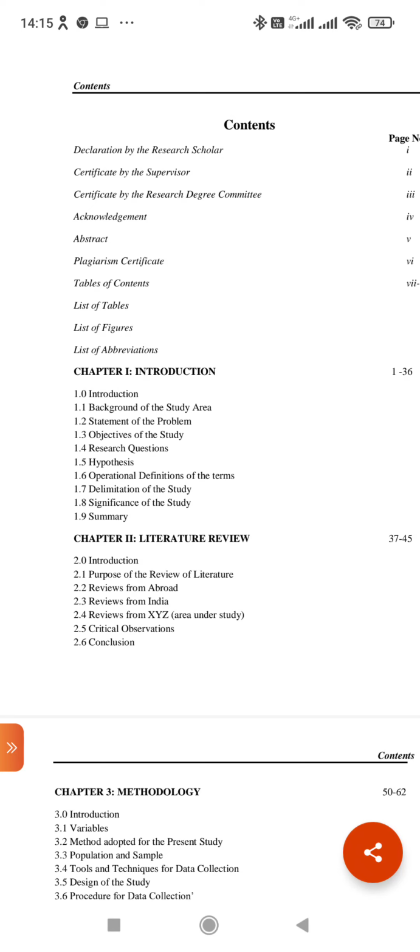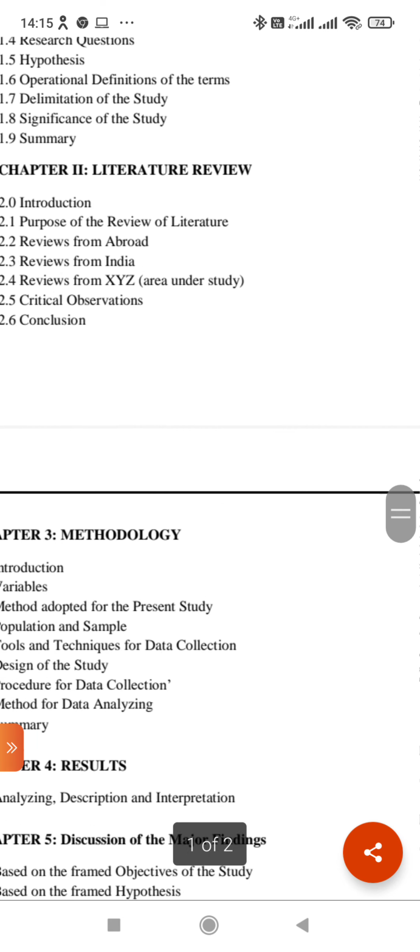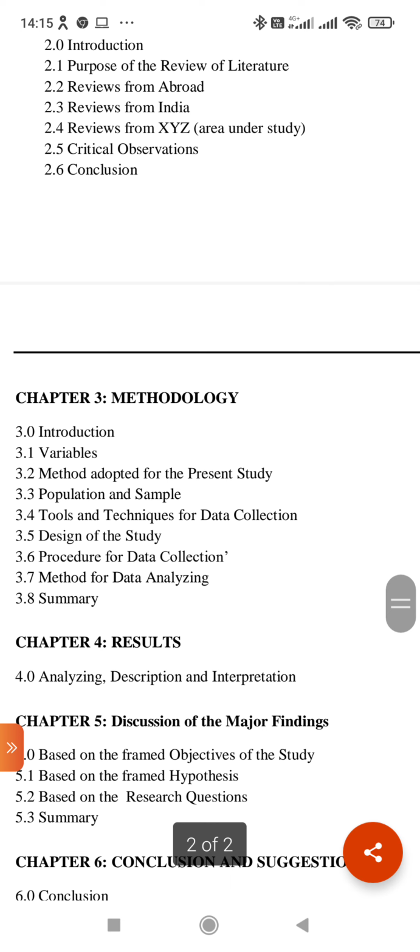Hi, so in my previous video I discussed the tables of contents, which is very much useful for your research work. There I touched the first and the second unit, and due to some work I had to stop midway. Today I'm going to touch on the other chapters.